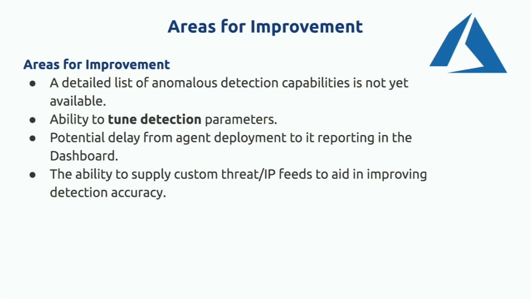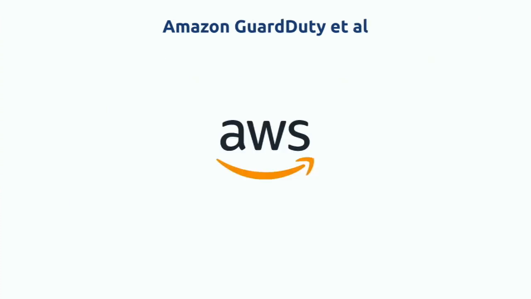And one thing I noticed is that there is a potential delay from the agent being deployed to coming back into the dashboard. So if your workloads are really bursty and they come and go in 20, 30 minutes, it might not actually register events coming back in that time. And something that AWS does that I didn't see a way to do here was adding custom threat IP feeds. So if you have a known block list or known good list to help their detection capabilities.